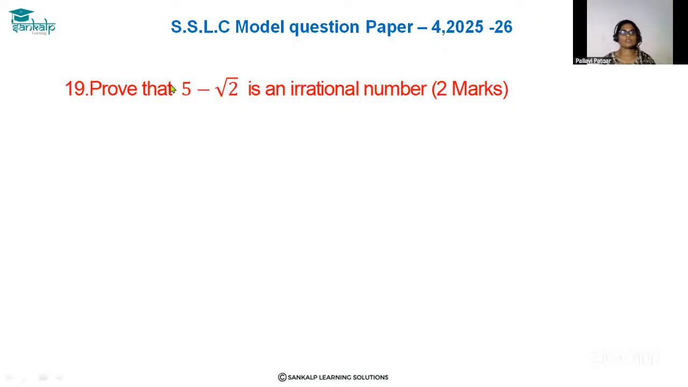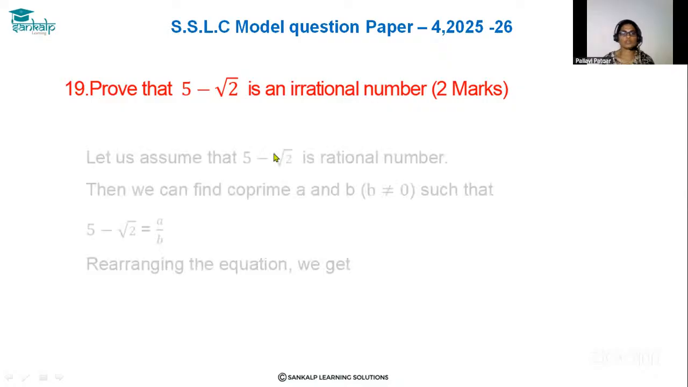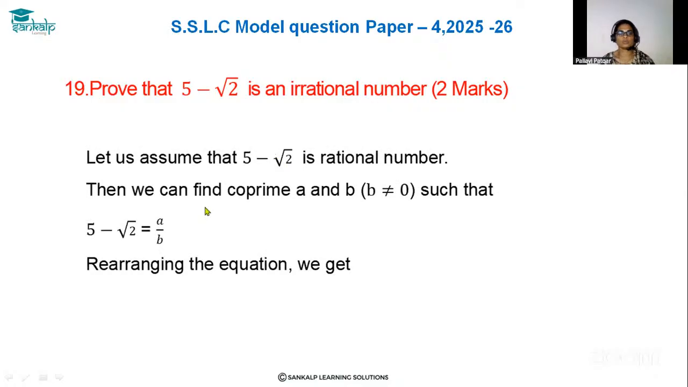Hello everyone. Look at the question number 19. Prove that 5 minus root 2 is an irrational number. Proof. So let us assume 5 minus root 2 is a rational number.